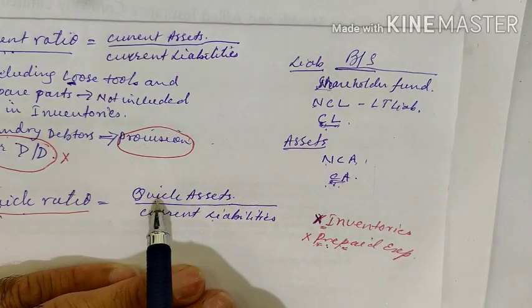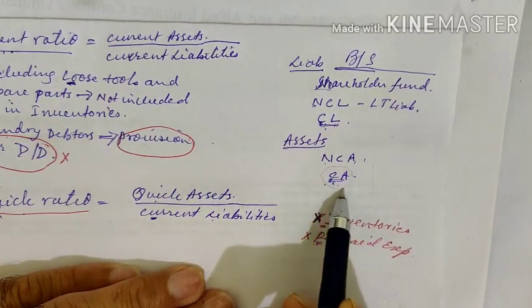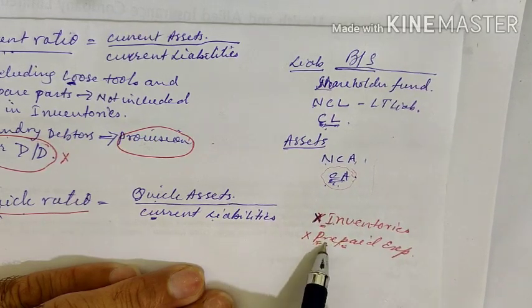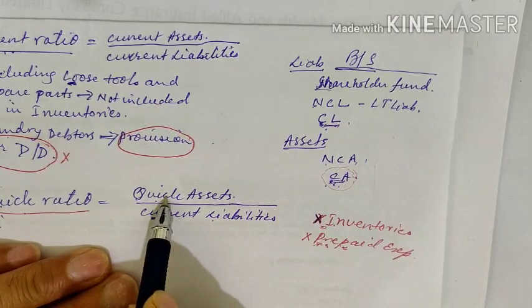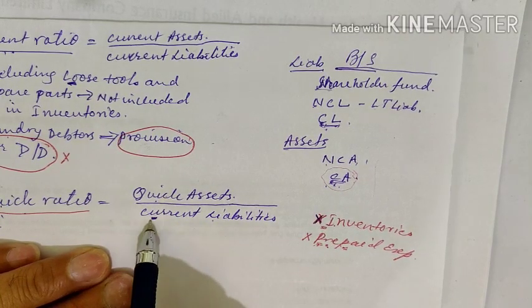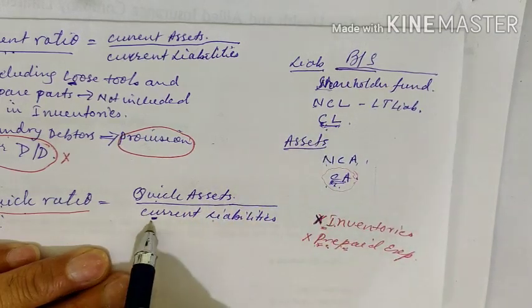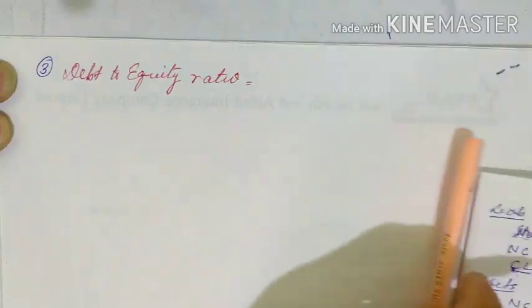So what are the quick assets then? All these current assets minus inventories and prepaid expenses will be your quick assets. Current liabilities, no problem. Whatever current liabilities are given, those we take.